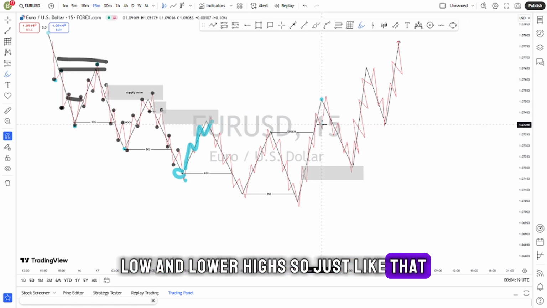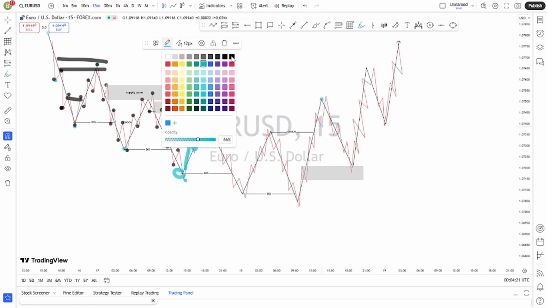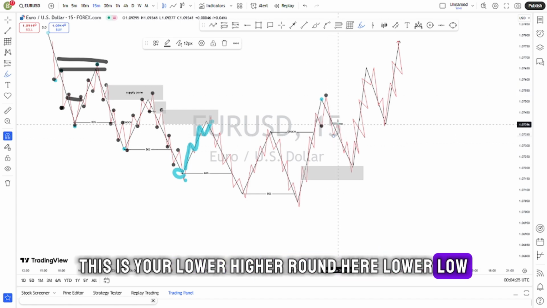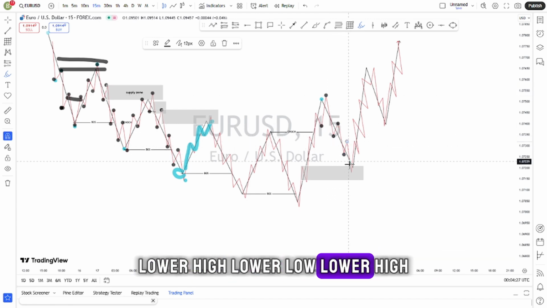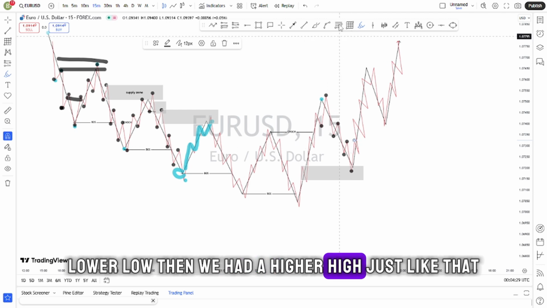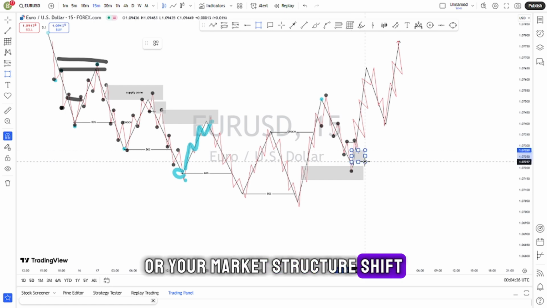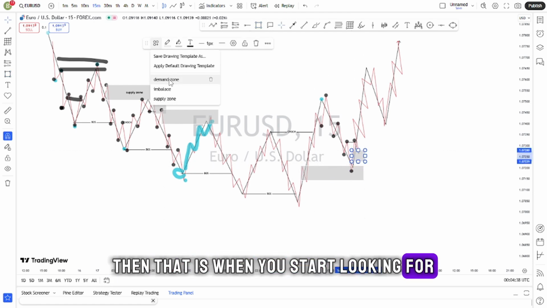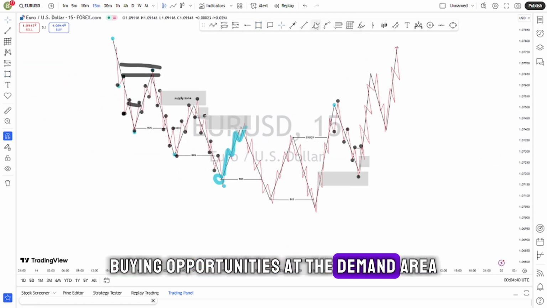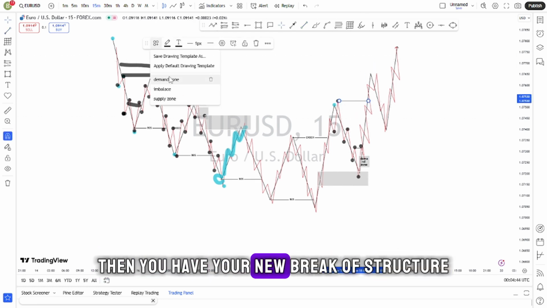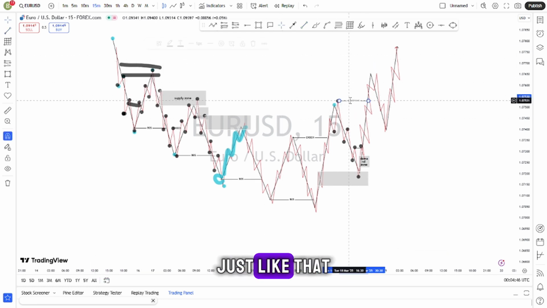So just like that. Let's say this is your low, this is your lower high around here, lower low, lower high, lower low, lower high, lower low, then we had a higher high just like that. Then that is your internal change of character, or your market structure shift. Then that is when you start looking for buying opportunities at the demand area, taking out the previous high just like that. Then you have your new break of structure just like that.